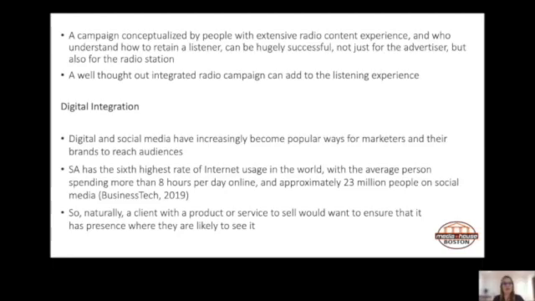Now we move on to looking at digital integration. Digital and social media have increasingly become popular ways for marketers and their brands to reach audiences. South Africa has the 6th highest rate of internet usage in the world, with the average person spending more than 8 hours per day online, and approximately 23 million people are on social media.